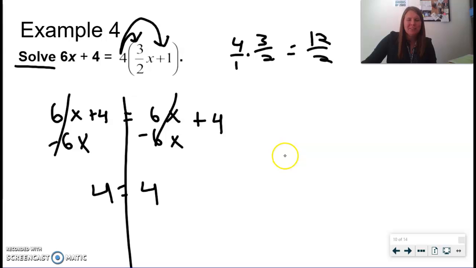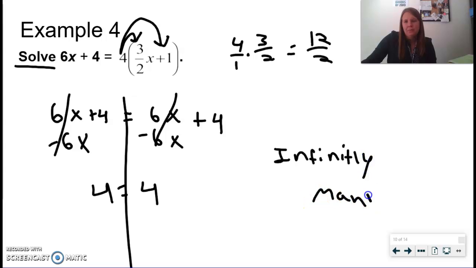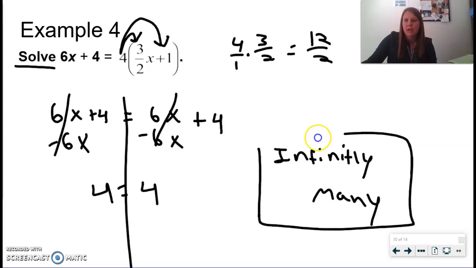Great for interruptions. 4 does equal 4, so you get infinitely many. Okay, so that would be your solution. Any solution would work. Anything for x.